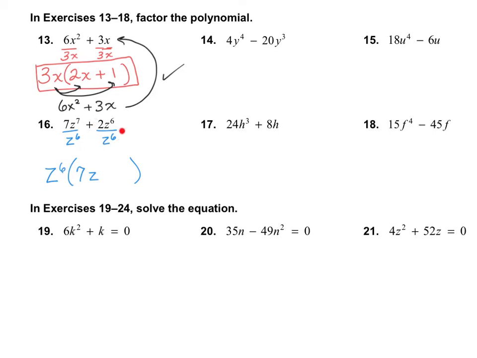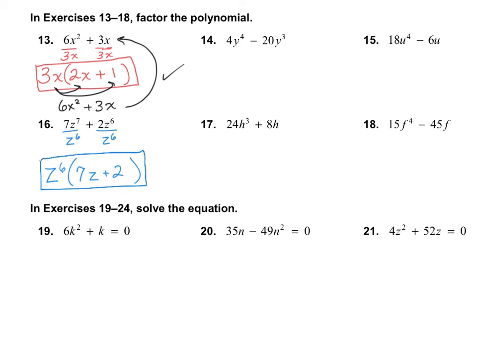Now we'll take out the second term. So 2 is left, so plus 2. And now we have z to the 6th divided by z to the 6th, which cancel out. So it becomes z to the 0, which is 1. So that means that this is our factored answer.